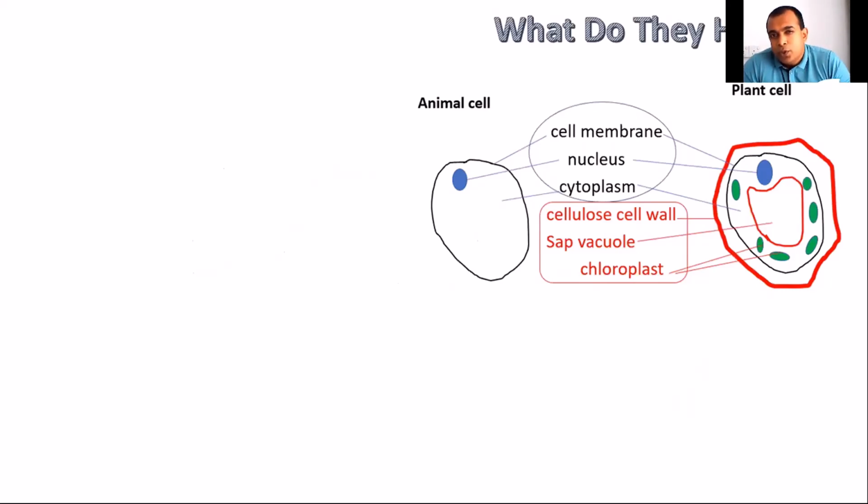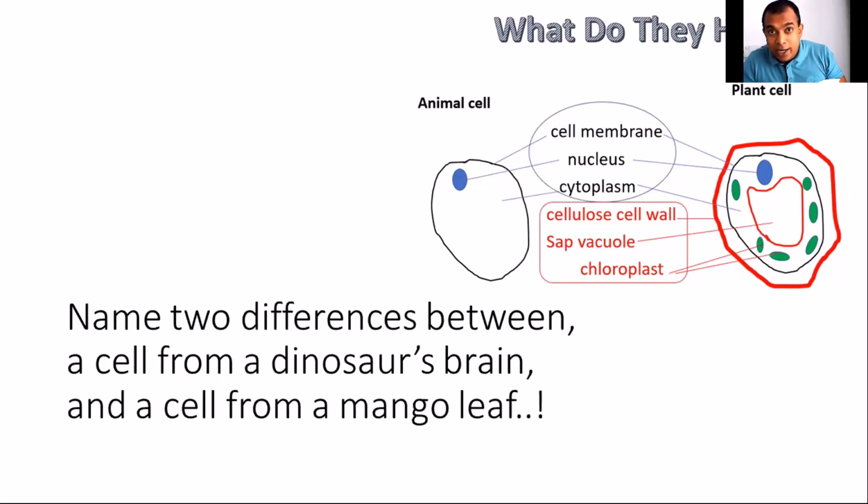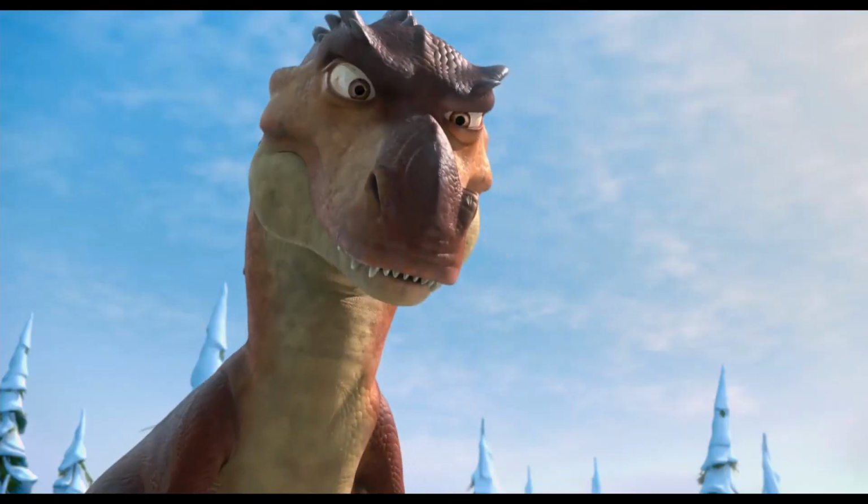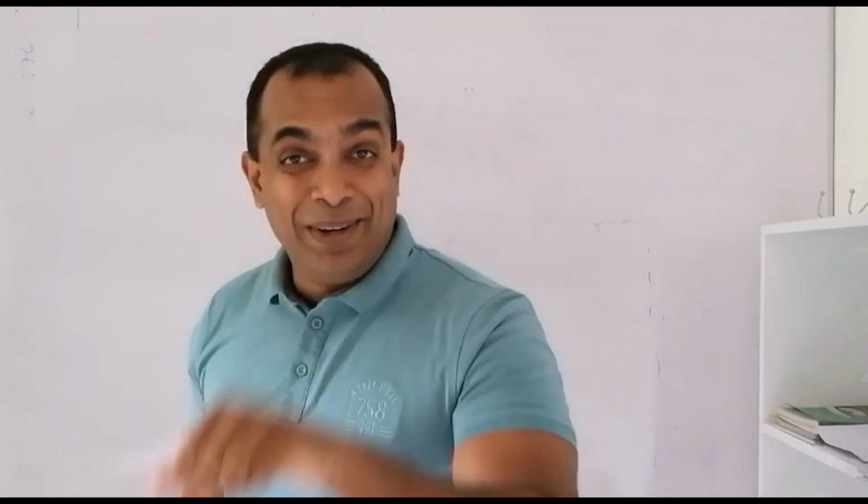And what are the strange types of questions we get at times in exams? Examiners are challenging you, and they ask different questions like: two differences between a cell from a dinosaur's brain and a cell from a mango. Wait, dinosaur's brain? That happens all the time in examinations.